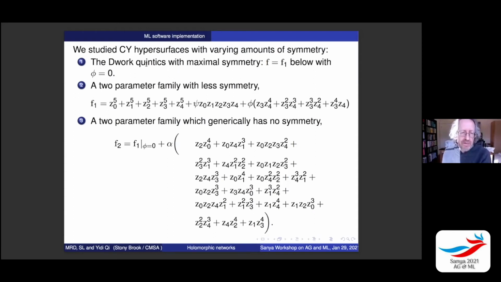And so we considered 3 sets, one with an intermediate amount of symmetry. So we've added a function that depends on 2 of the variables, and one that generically has no symmetry. If you took a generic complex value as alpha, it would have really no discrete symmetry.